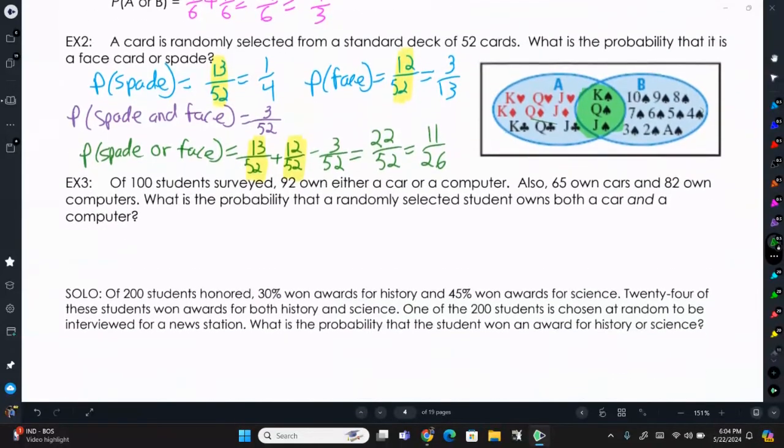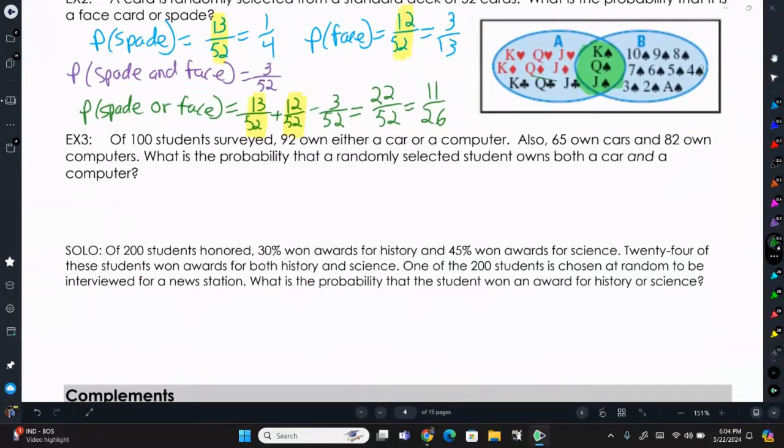Right, then example 3. Of 100 students surveyed, 92 owned either a car or computer. Also, 65 own cars and 82 own computers. What is the probability that a randomly selected student owns both a car and a computer? So this one we have to think about because we already know what the or part is. Of the 100 students surveyed, 92 own either a car or a computer.